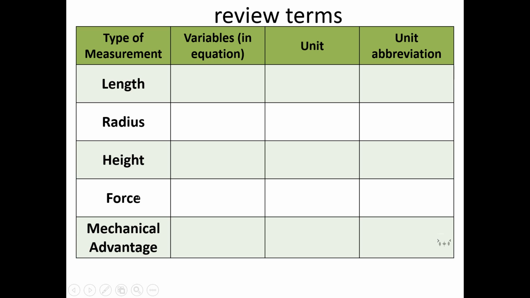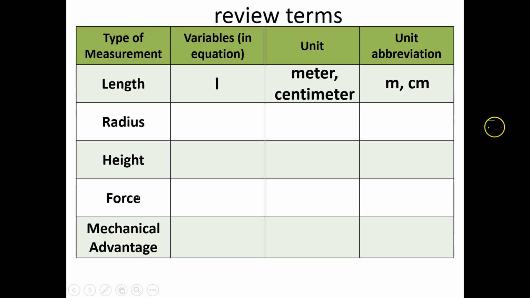In order to solve these problems, we have to remember that there are certain types of measurement that we will be using, the variables that you'll find for those measurements in any equation that you see, the units for those measurements, and the unit abbreviation. First one is length. If you see the term length in any equation, it's going to be written with a lowercase l. The units for length are meters or centimeters for any of these problems that we're doing. And the abbreviation for meter and centimeter is either lowercase m or lowercase cm.